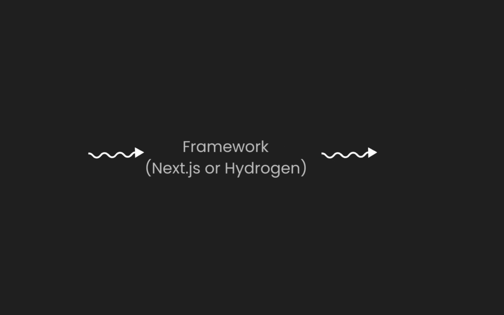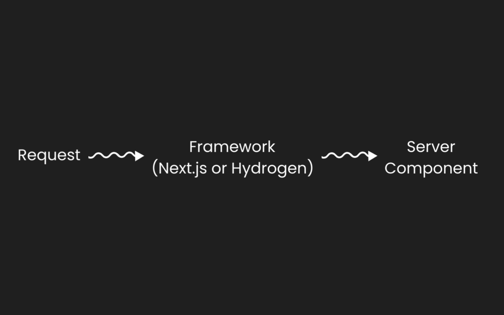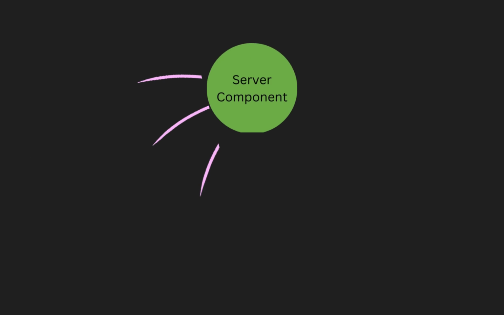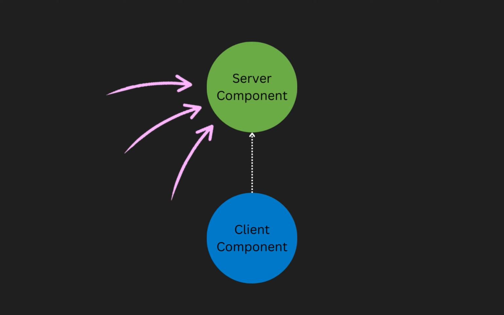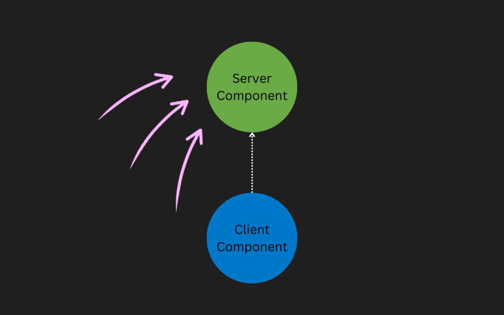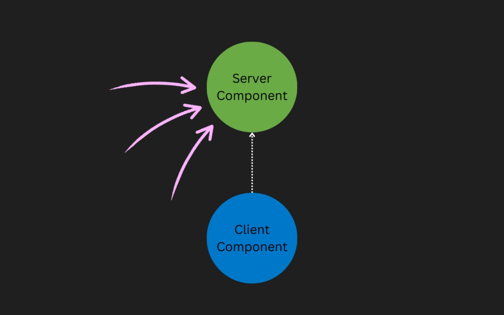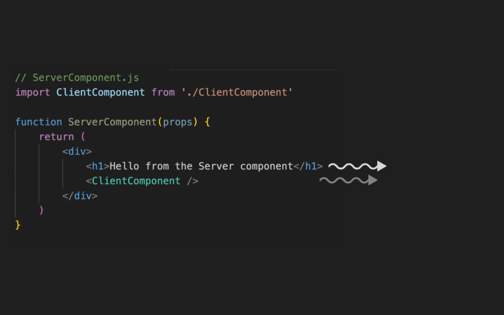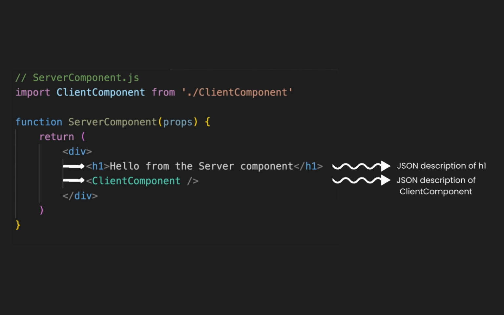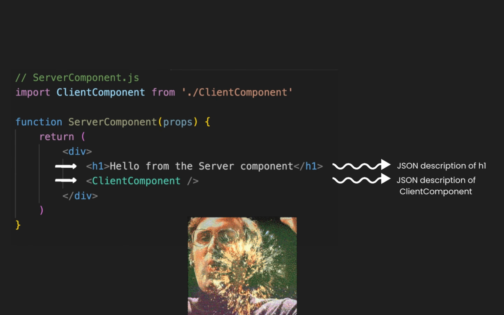So when a request comes in, the framework will map it to some server component and figure out the props that need to be passed to this component from the request. In this case, it is our root server component. The framework will then ask React to render the server component and its props. React will render this root component by converting all of its children into the JSON description of the UI. Yeah, they invented a new format to represent the UI.